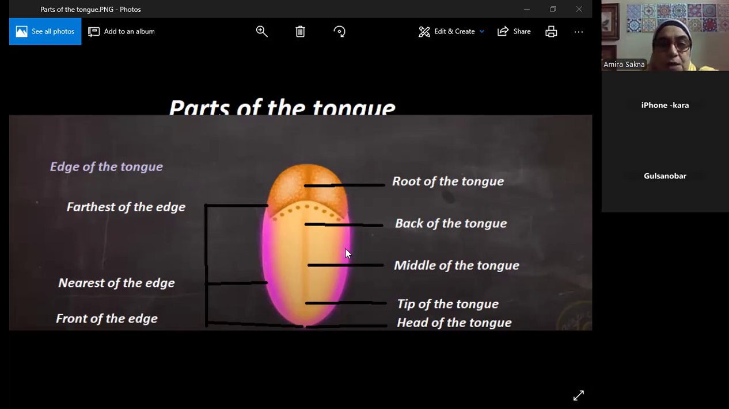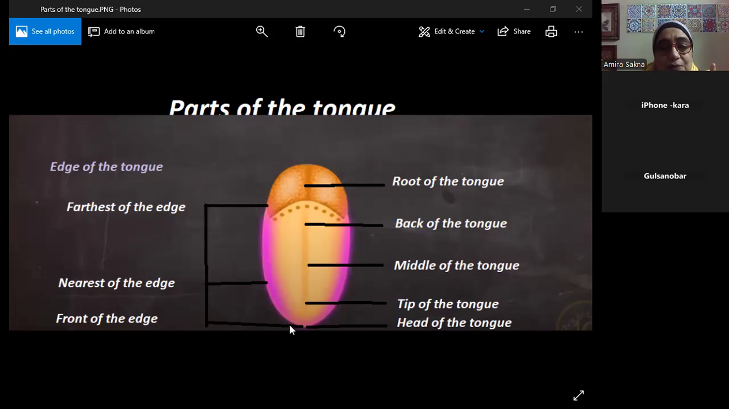The middle is from where we pronounce jim, sheen, and ya. The back of the tongue is from where we pronounce qaf and kaf. Tip of the tongue, it's this area. Head, it's this part. The left division is the division of the edge of the tongue. This is our work for today. Today, we are working with the edge of the tongue, only the edge, which is colored in pink.